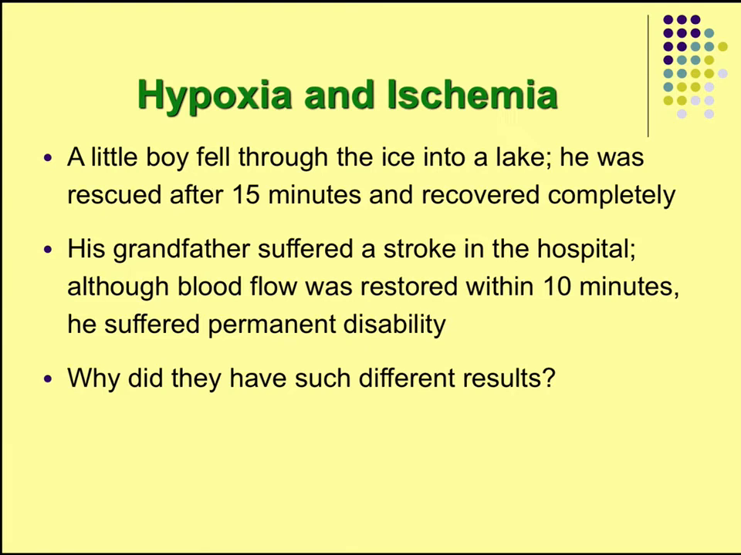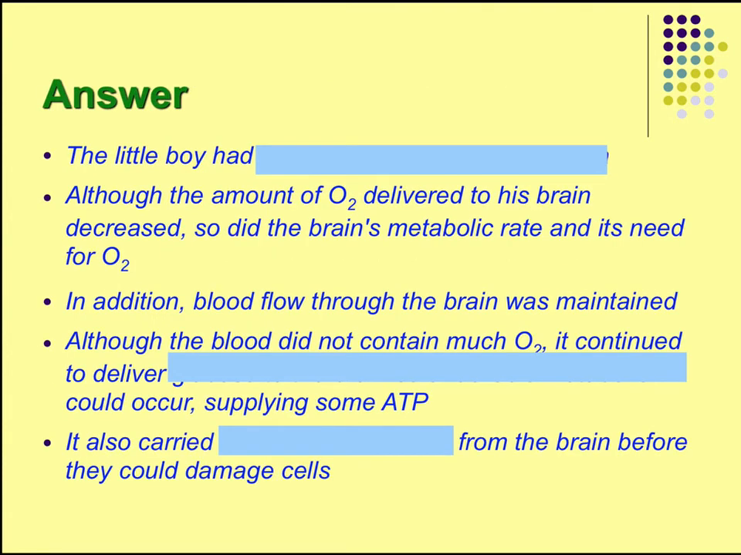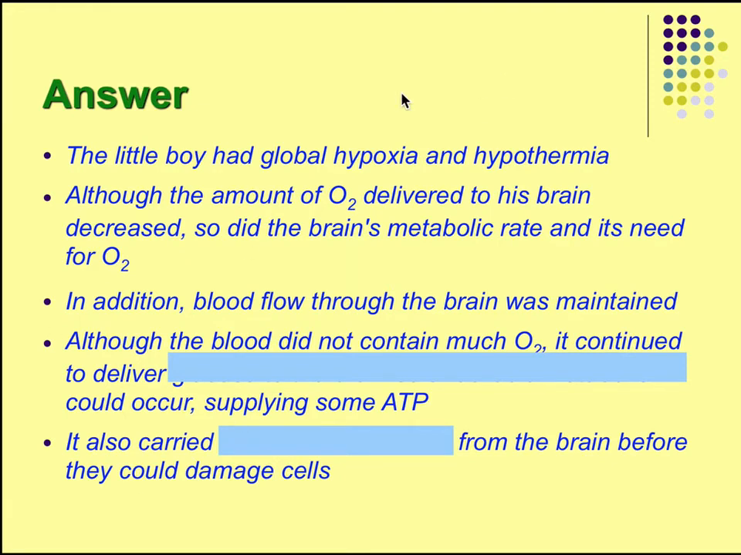So remember, the little boy fell through ice and he was down there for 15 minutes, but he recovered completely. The grandfather, who was older, had a stroke and it was restored within 10 minutes, but he had permanent disability. So the reason is because the little boy still had blood flowing. So he had global hypoxia. Because he fell through ice, blood is still flowing. It's just he's not able to breathe, so he doesn't have enough oxygen.